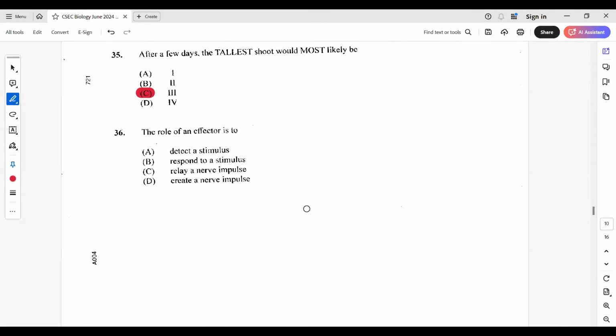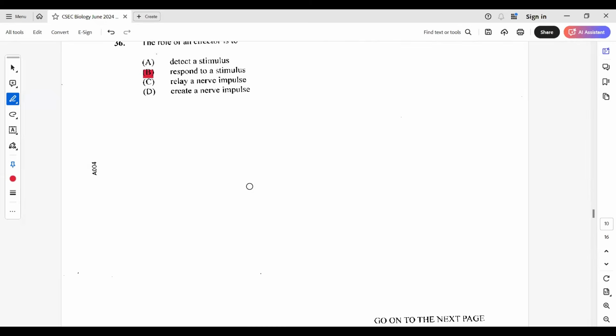36. The role of an effector is to do what? Detect a stimulus? No. Respond to a stimulus? Yes. Relay a nerve impulse? No. Create a nerve impulse? No. So the answer for 36 is B.